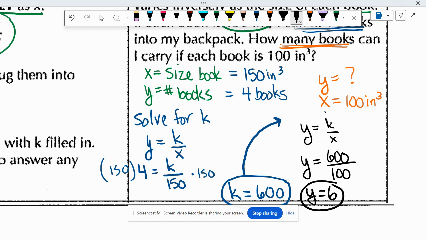As X gets bigger, Y got smaller in that instance. Do you guys see that? X started out as 150 and then it decreased, like the size of the book decreased, to 100. So as X gets smaller, Y has to get larger. It went from 4 books to 6 books. Inverse variation. Okay.